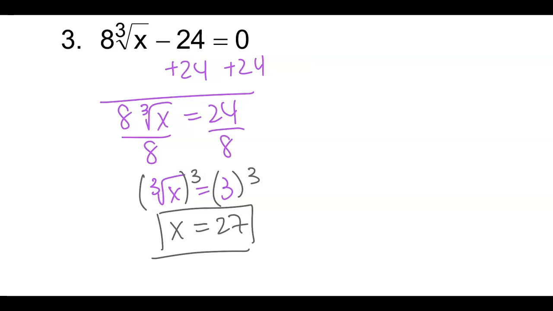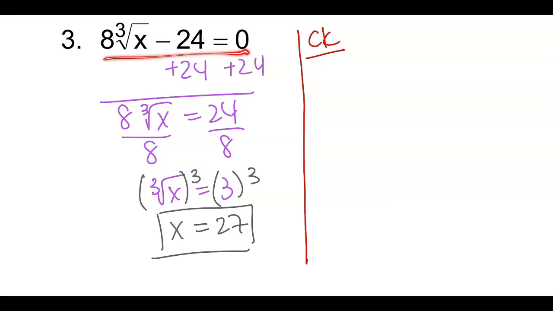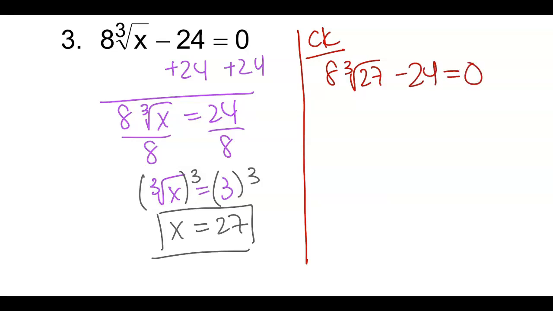So let's check it. We're going to talk about more options that you have later on, guys, but let's go ahead and check this for now. Take this original problem that is in black, and I want you to plug in that 27. So 8 cube root of 27 minus 24 equals 0. We are just simplifying using PEMDAS. You are just simplifying using order of operations. So this radical is kind of acting as a grouping mechanism, at least that's what some textbooks say.